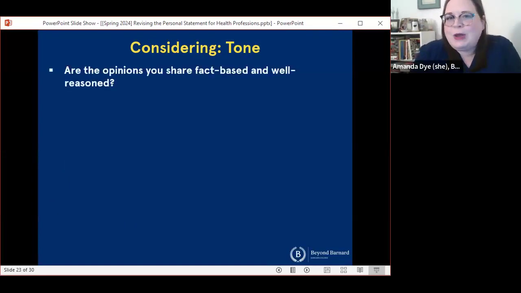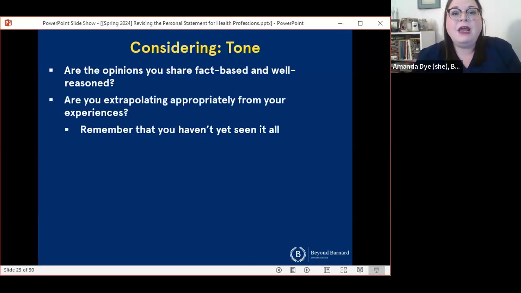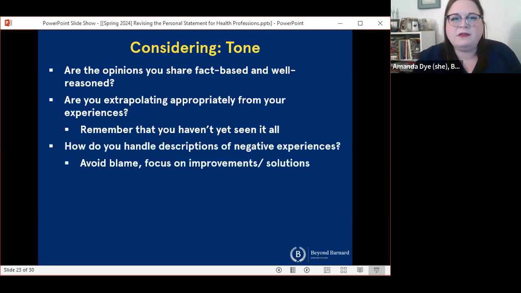When we're talking about tone, I mean things like, if you're sharing opinions, are they fact-based? Are they well-reasoned? Are they things that you expect your general readership to either agree with or find reasonable, if provocative? Are you extrapolating appropriately from your experiences? Meaning, if you're telling a story and trying to draw a claim from that story, does it follow logically? Is it something that would make sense to someone who is far more senior than you in their training, in their professional life? Remembering that you haven't seen as much as the people who are going to be reading your personal statement in most cases.